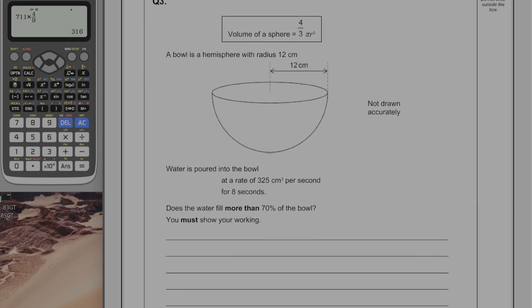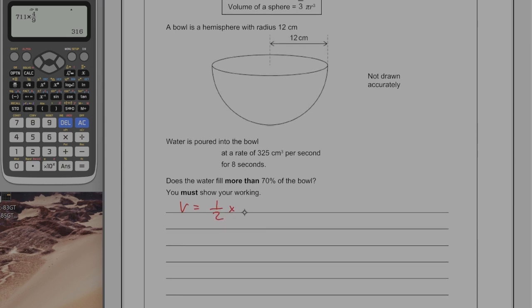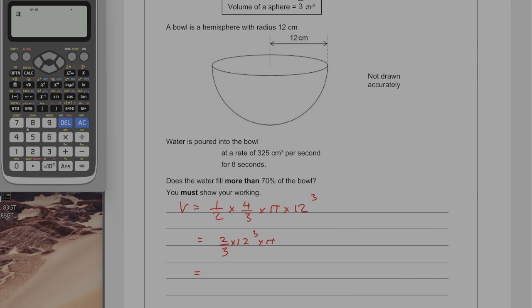Okay, so I'm going to start by working out the volume of the hemisphere. So the volume is going to be equal to a half of the volume of the sphere. So that would be 4/3 times pi times 12 cubed. If we tidy that up ever so slightly, that would be 2/3 of 12 cubed pi. So 2/3 times 12 cubed. I'm going to leave my answer in terms of pi for now. So 16 over 3 pi.